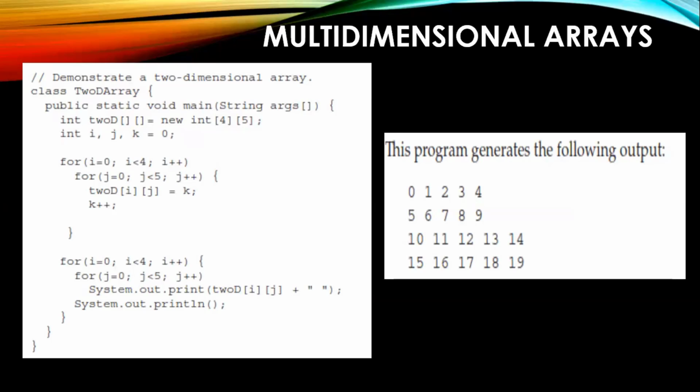All the values of k have been printed from 0 to 19. Right? So 4 cross 5 means you will be having 4 rows, 5 columns, in the sense 20 elements you will be having. So it is taking values from 0 to 19. So 20 elements have been printed.